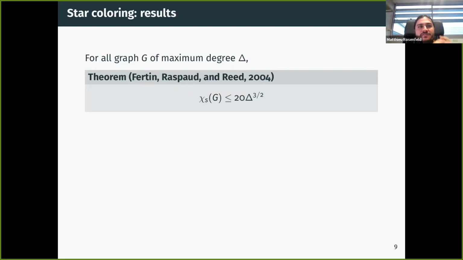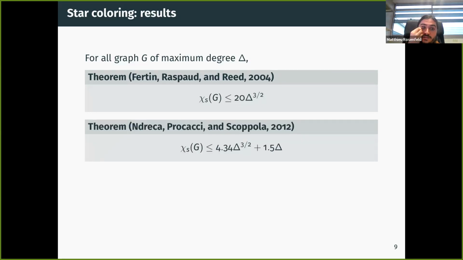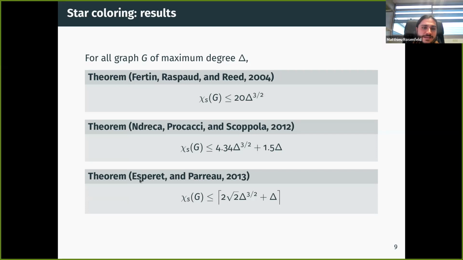So let me mention some results about star colorings. If G is a graph of maximum degree delta, then Fertin, Raspaud, and Reed proved that 20 times delta to the 3/2 colors is enough to produce a star coloring. This was later improved by Andreka, Procacci, and Scopola, who proved the following bound, which is better. And just slightly after that, Esperet and Parreau improved it to 2√2 times delta to the 3/2 plus something small.